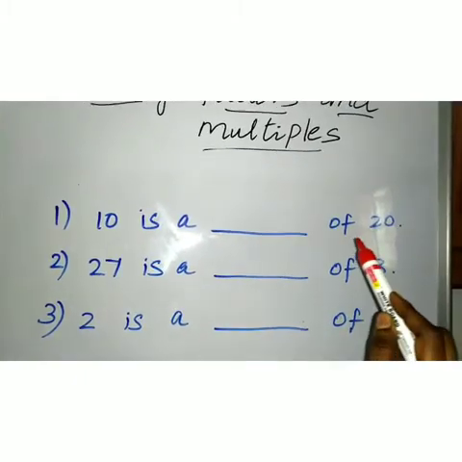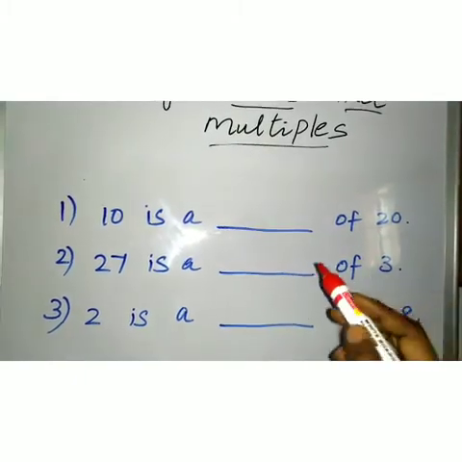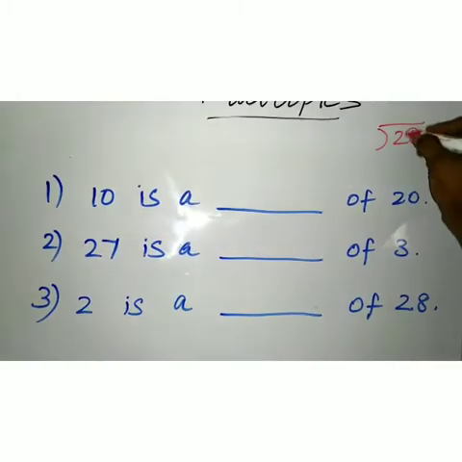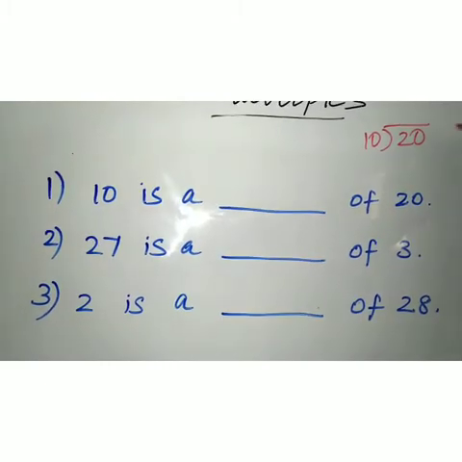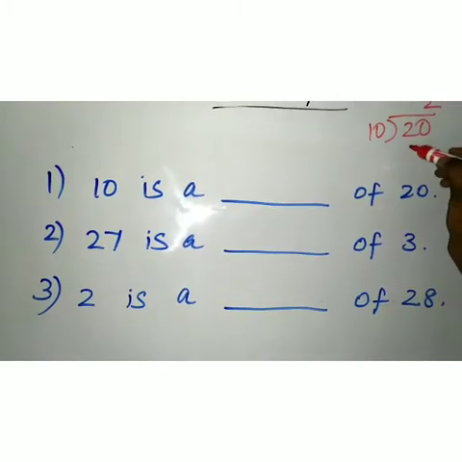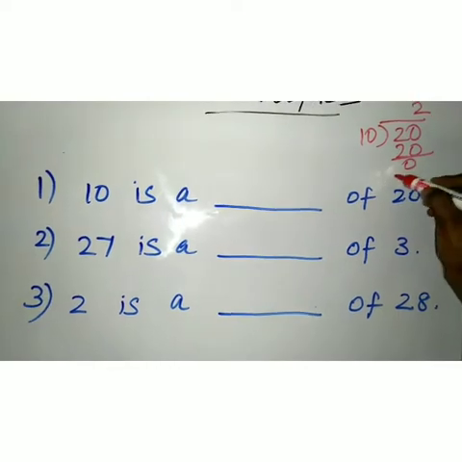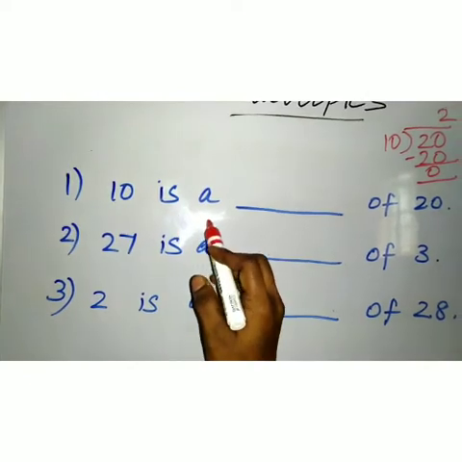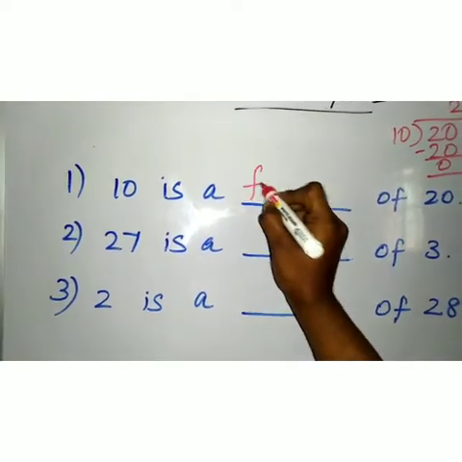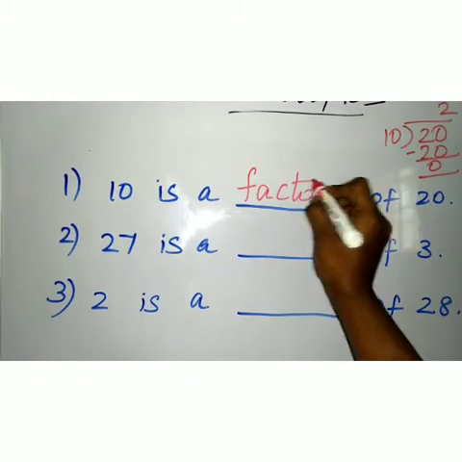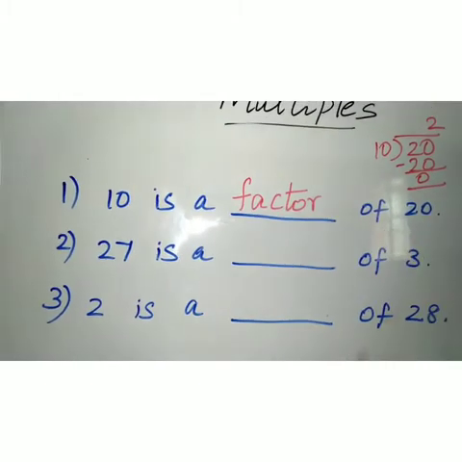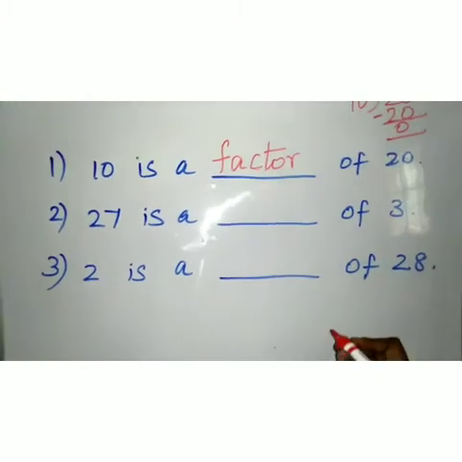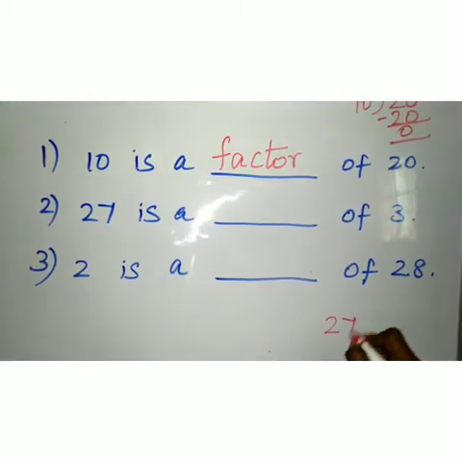10 is a dash of 20. Here we have to write either factor or multiple. What comes in that dash? Factor or multiple? Is 10 a factor of 20 or is 10 a multiple of 20? Can you find it? From 10 and 20, which is bigger? 20. So keep 20 as the dividend and 10 as the divisor. If you divide it, you get the remainder as 0. So 10 is a factor of 20. Am I clear to you?